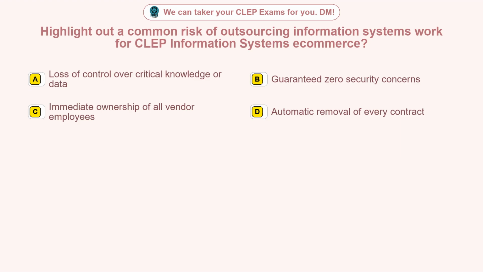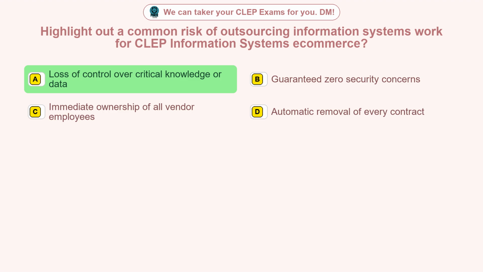Question 96. Highlight out a common risk of outsourcing information systems work for CLEP Information Systems Ecommerce. Option A. Loss of control over critical knowledge or data. Option B. Guaranteed zero security concerns. Option C. Immediate ownership of all vendor employees. Option D. Automatic removal of every contract. The correct answer is option A.